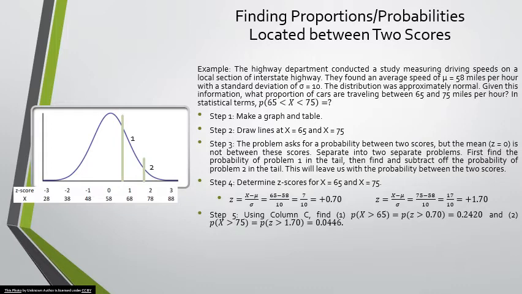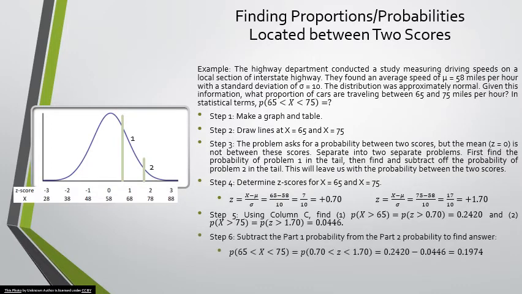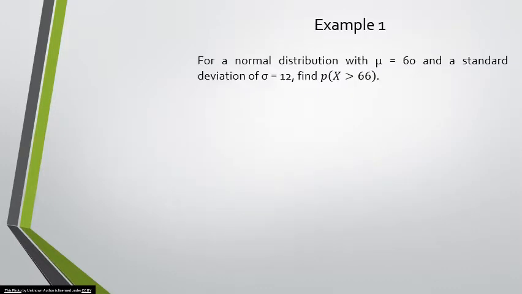And we're going to find that the probability of x greater than 65 is equal to the probability of z greater than 0.7, and that's going to equal 0.2420 from the table. We repeat the same procedure, and we get the probability of x greater than 75 is equal to 0.0466. Finally, to find the area in between, we are going to subtract the probabilities, and we get 0.1974.